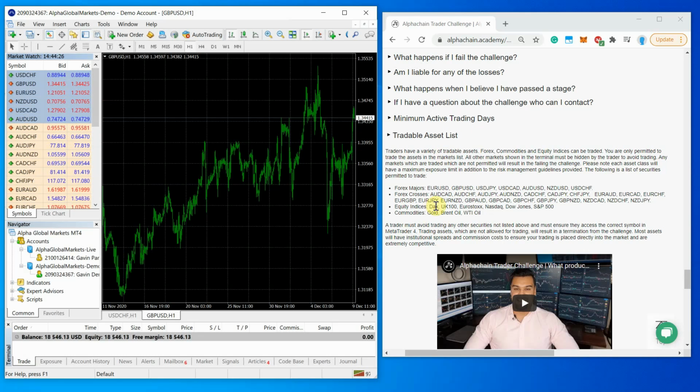Please do refer back to your Trader Challenge guidelines in regards to which assets you can trade. In addition to that, it's also on the website main page under Tradable Asset List within the FAQs. These are the assets you can trade. If you trade any other asset that's not within this list, that will automatically terminate you from the Trader Challenge. So make sure you trade the correct assets.